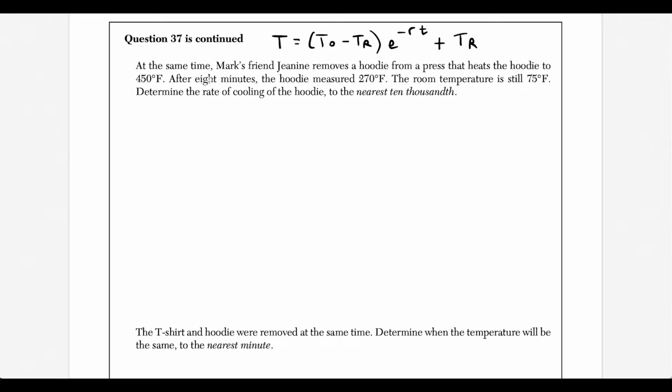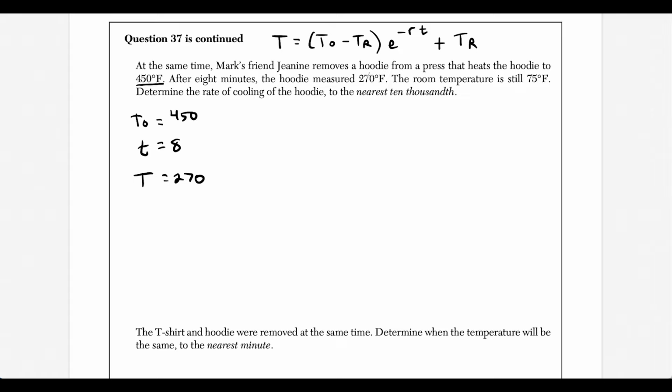So for the second part of this question, now we have Mark's friend Janine is removing a hoodie from the press, and that heats the hoodie up to 450 degrees Fahrenheit. So that's going to be the T sub 0 here. We have 450 like this. And then after 8 minutes, so that's lowercase t is equal to 8, we have the hoodie's temperature measures 270 degrees Fahrenheit. So that's capital T is equal to 270.